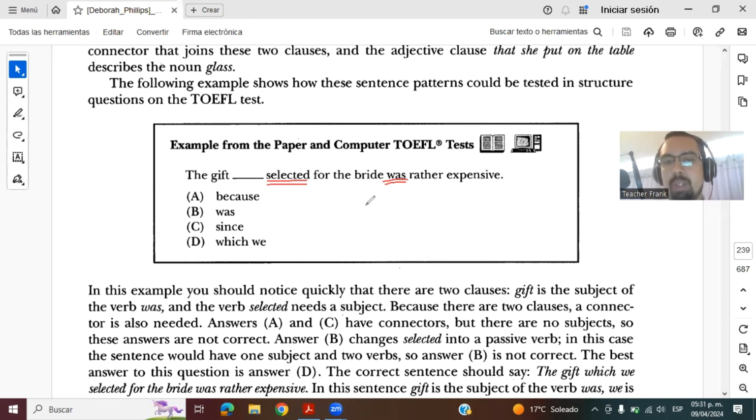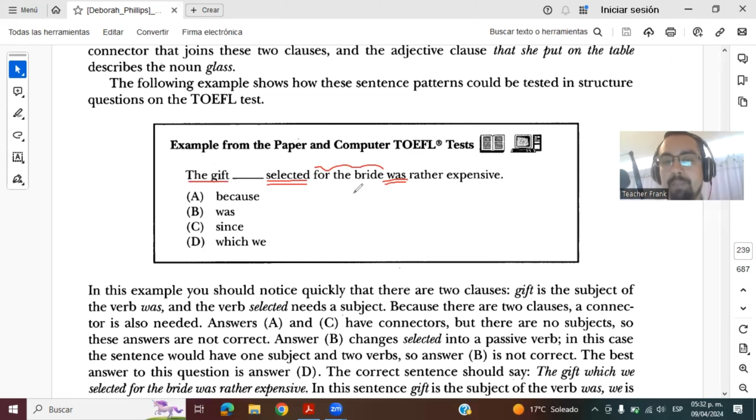In this case, we have 2. We need 2 subjects, 1 for each verb, and we need a connector, right? So the gift, in this case, could potentially be a subject. The bride, no, because it's after "for." So this goes back to the skill of objects of preposition. The bride is an object of preposition because of "for," so it's not a subject.